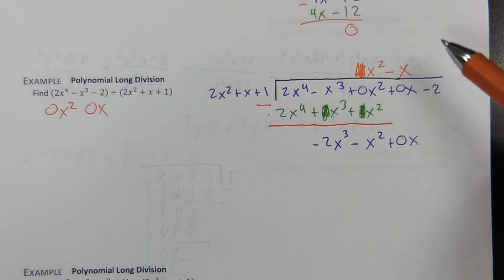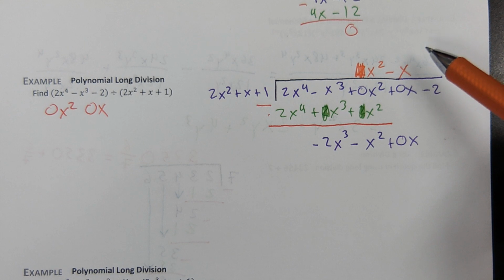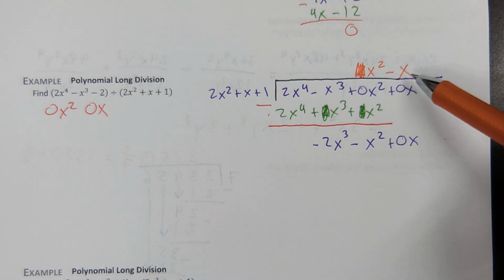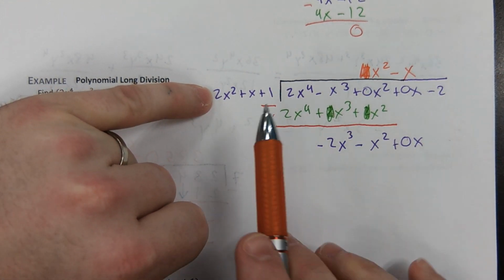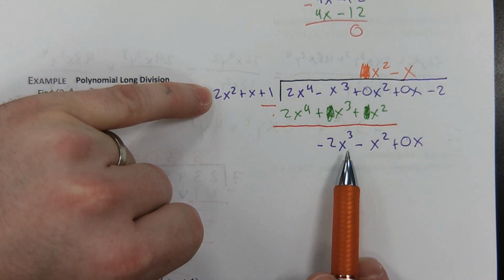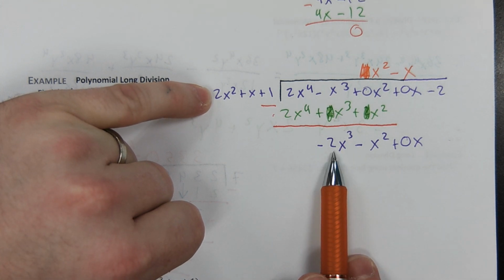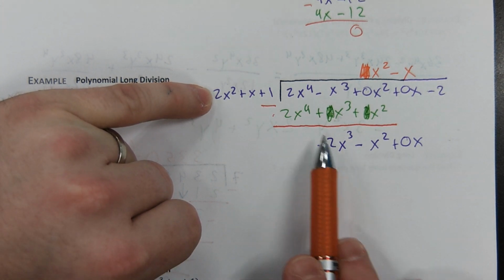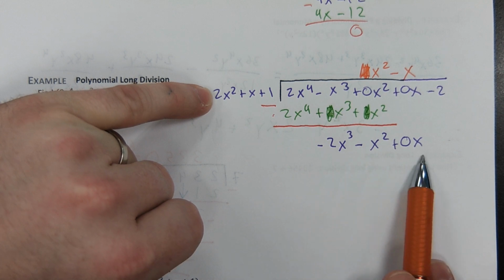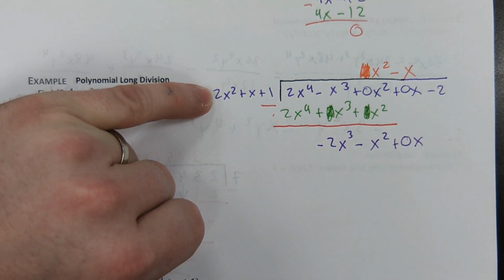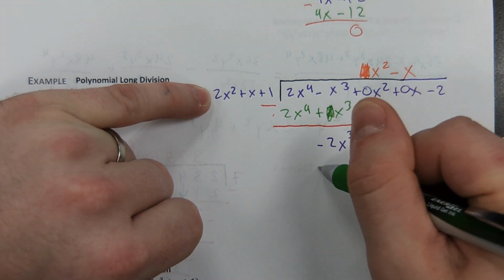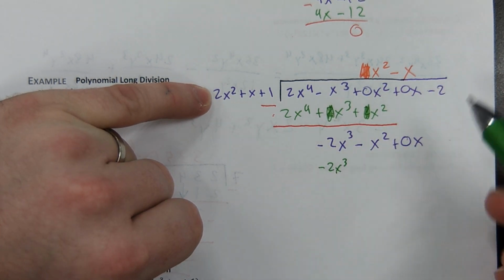What did we do? We took this negative x because negative x is what it was going to take for us to multiply to get from here to here. So if we multiply 2x squared by negative x, we get to this negative 2x to the third, and that's how we chose negative x. At this point, we needed to get to this step using the negative x, so we have to distribute this negative x to our divisor. And that will get us negative 2x to the third.